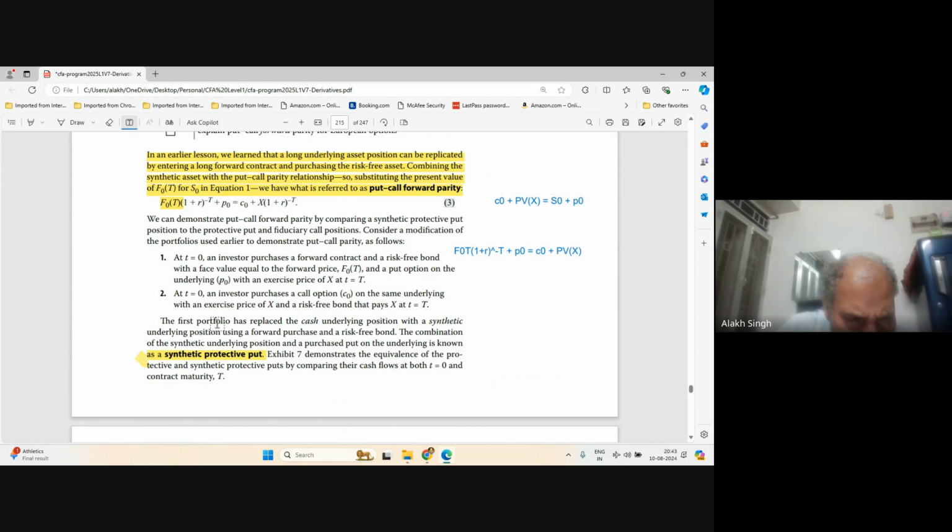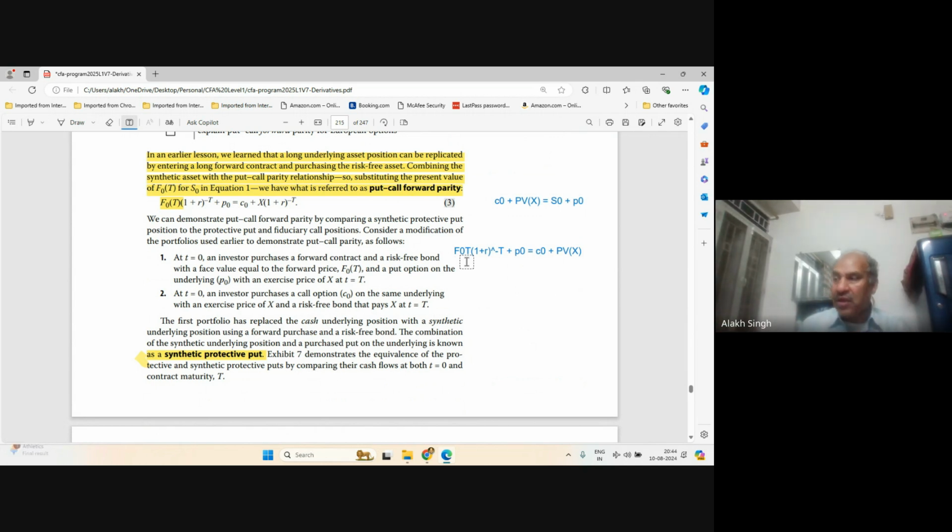So now the first portfolio has replaced the cash underlying position with a synthetic underlying position, using a forward purchase and a risk-free bond. So the forward purchase value is zero at the time of purchase. This is not the forward price; this one is a risk-free bond, because the forward price discounted today is a risk-free bond, and that bond has a price now. So the forward value is zero because we have symmetry.